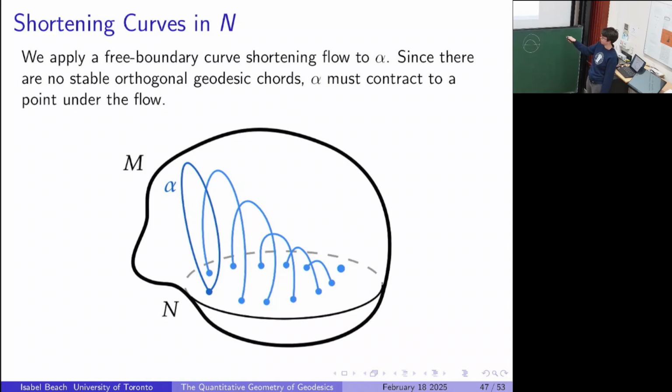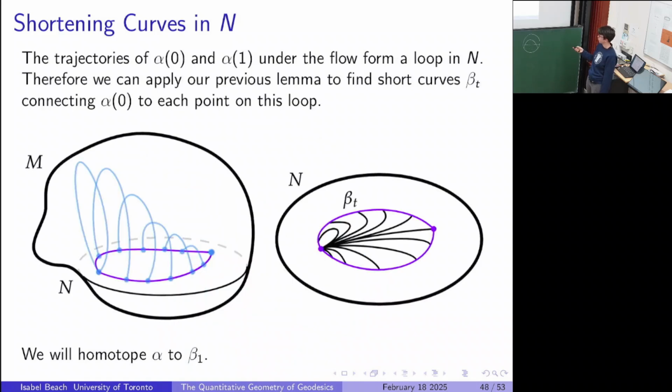So I've got this nice homotopy here. Then I can look at the, what do I call this? The trajectories of the endpoints on n. So now this is a loop in my submanifold.